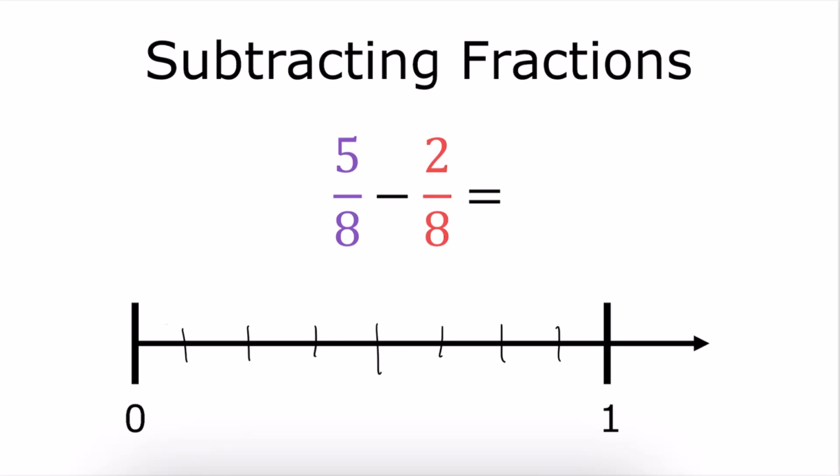And once I have my marks written on my number line, then I can find 5/8. So I have 1, 2, 3, 4, 5. That's this point right here. And then I want to subtract 2/8. So I'm going to go backwards 2 units. And that gives me my answer right here, which is 3/8.